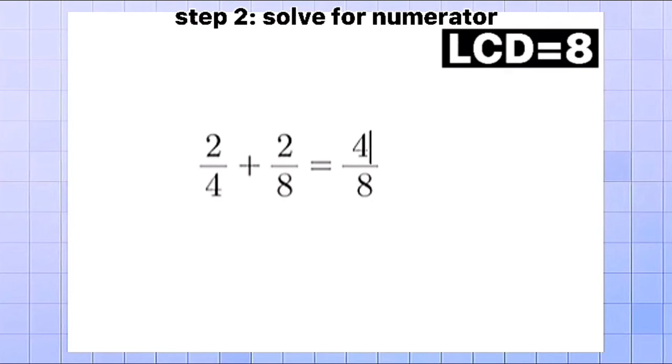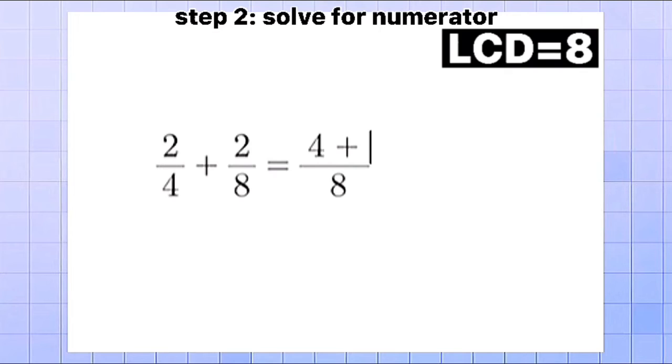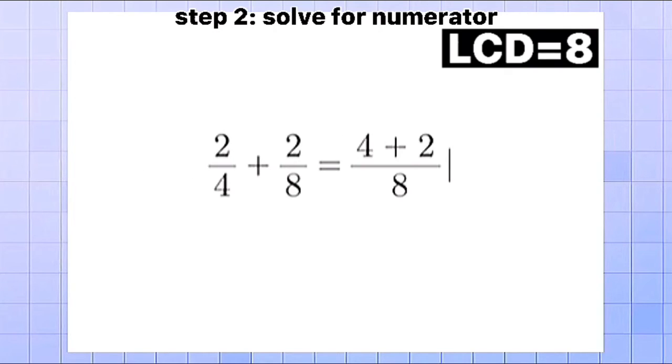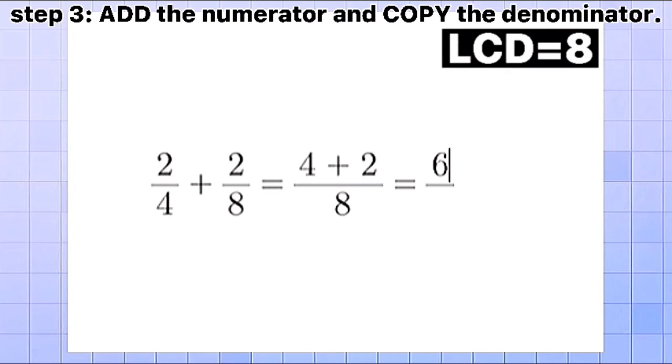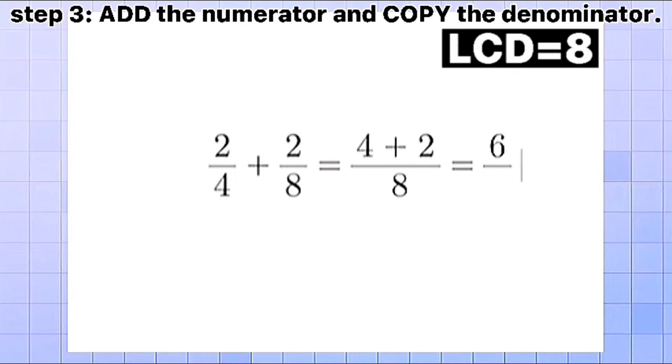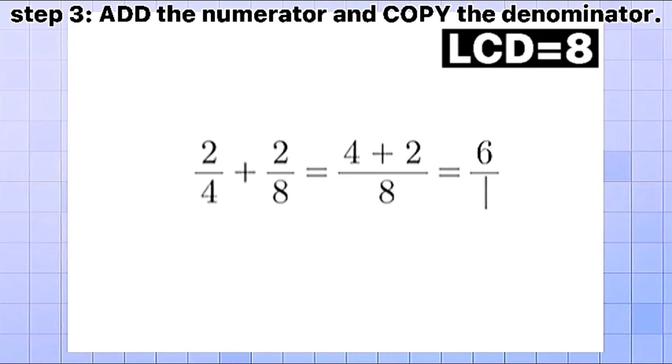The next step is the same as the first step. However, we have to divide the LCD 8 by the denominator of the second fraction, which is 8, and multiply the answer by its numerator 2. Then, since we apply addition, you will write a plus sign before writing your answer 2. And how can we do it? Simply add 4 and 2, which equals 6. Then, copy the denominator, which is 8.